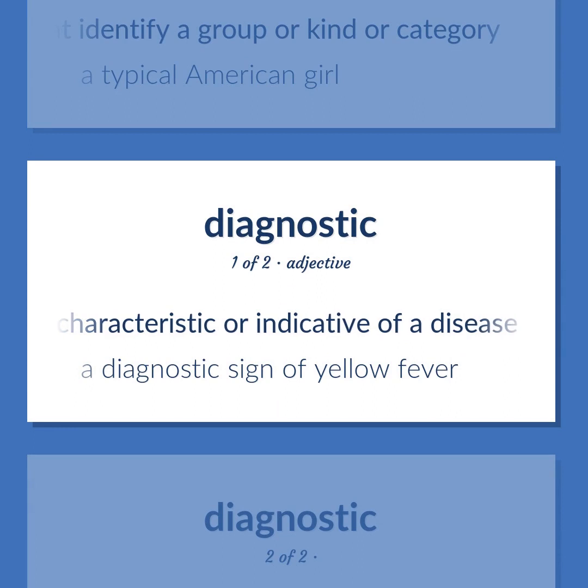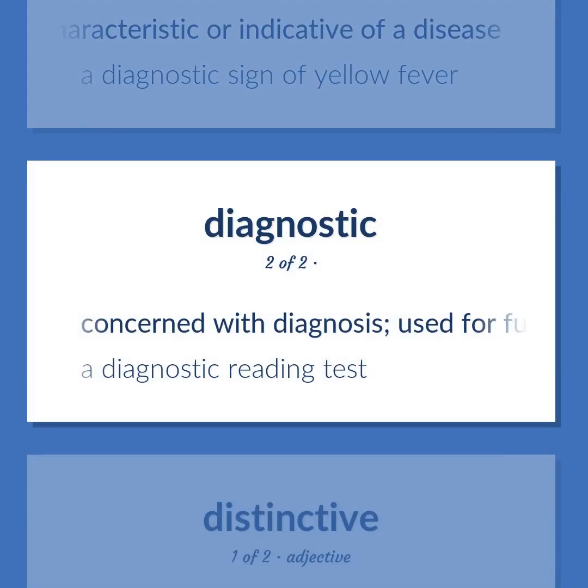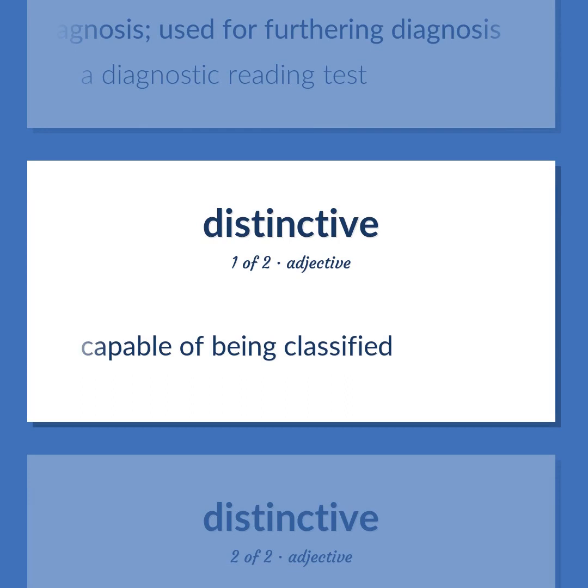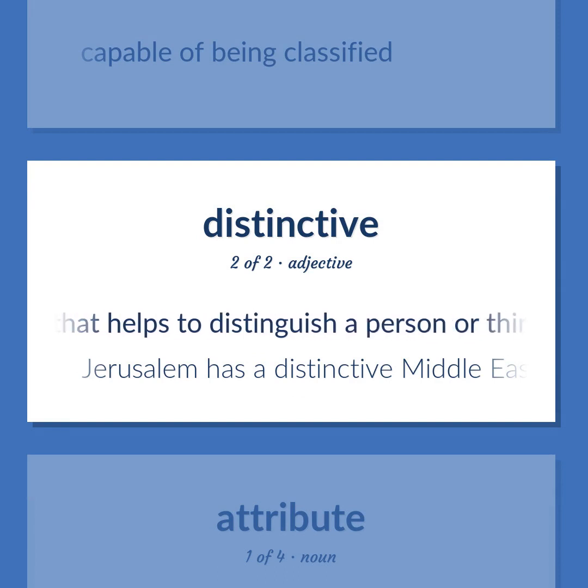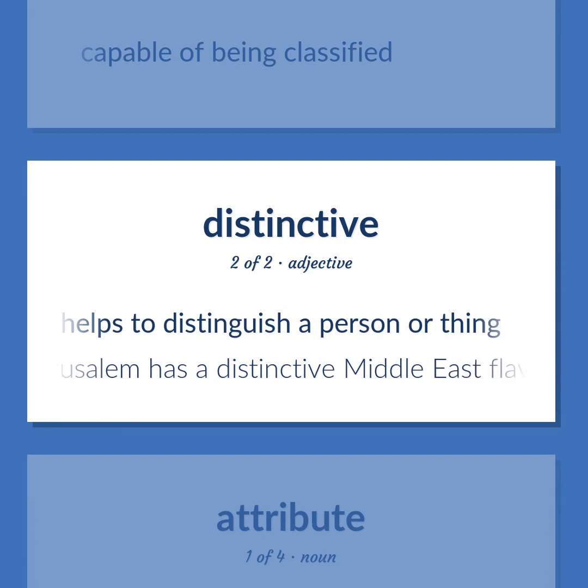Characteristic or indicative of a disease. A diagnostic sign of yellow fever. Concerned with diagnosis, used for furthering diagnosis. A diagnostic reading test. Capable of being classified. Of a feature that helps to distinguish a person or thing. Jerusalem has a distinctive Middle East flavor.